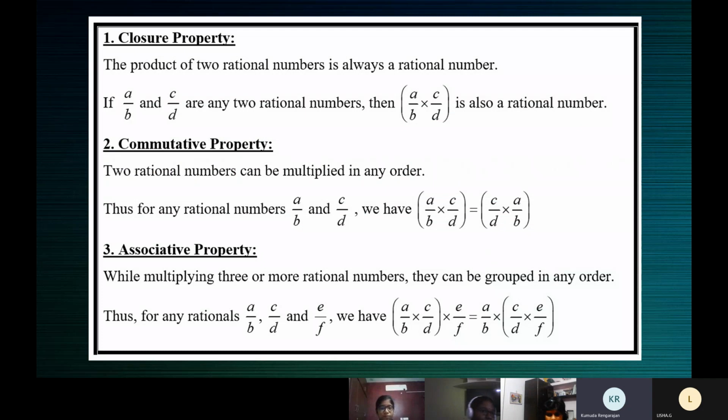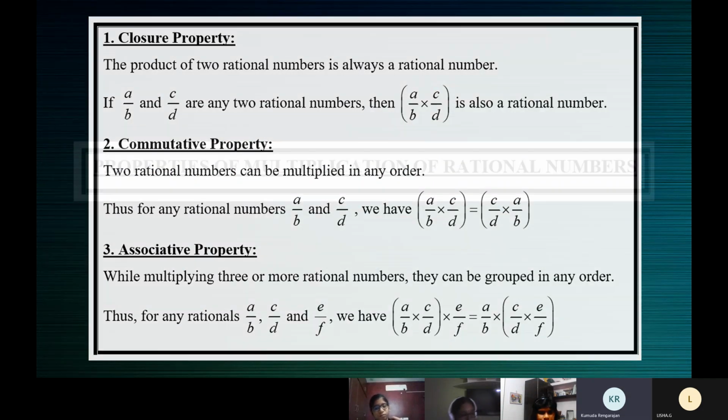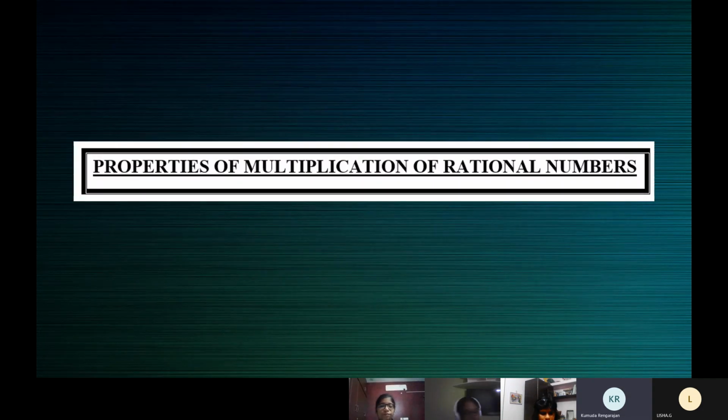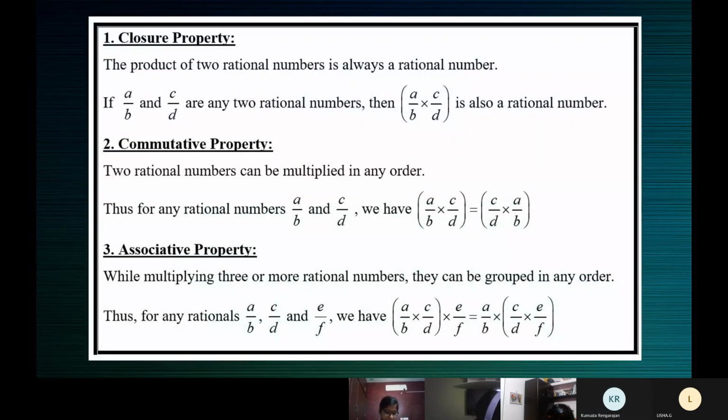We've seen these properties. These are the properties of multiplication of rational numbers. We've already discussed the properties when we started this chapter. But I want you to take a screenshot, leave some space, and write this again.